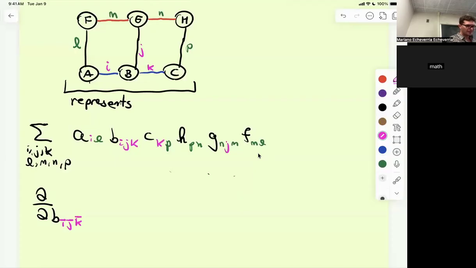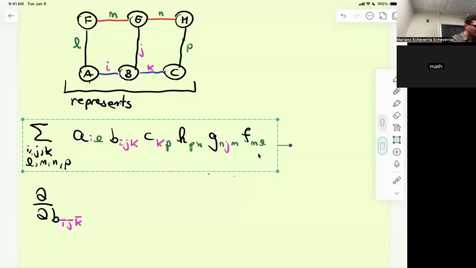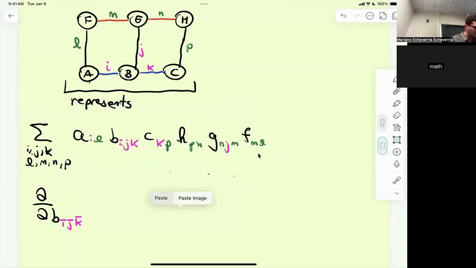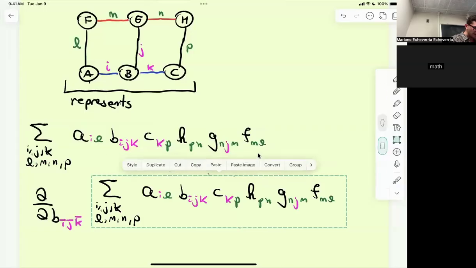Oh my God, I'm so happy that you can just copy paste things on the iPad. I don't know how you would have done this in an actual class with a chalkboard if you had to write this over and over.